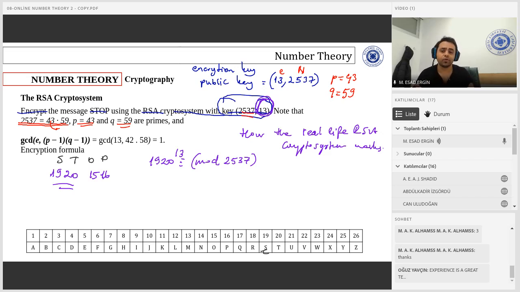But in this case, what is the result? If you have time, let me check it with the calculator on my computer, not by hand, to see if it works correctly. Yes, in this case, it says the result is this, and this is the encrypted form. Now for this one, we use 15 and 16 to the power of 13 again in modulo 2537, and let us do this one too.